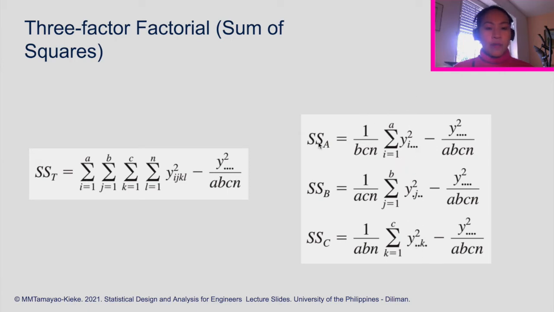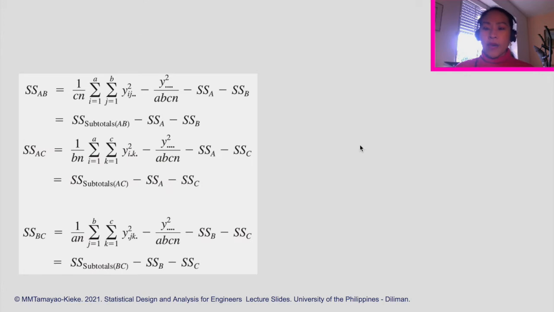So for example, the sum of squares of A is just equal to 1 over bcn times the sum of all the squares of the totals for each level of factor A minus the square of the grand total divided by abcn, and so on. Meanwhile, these are the equations for the 2-factor interaction sums of squares.